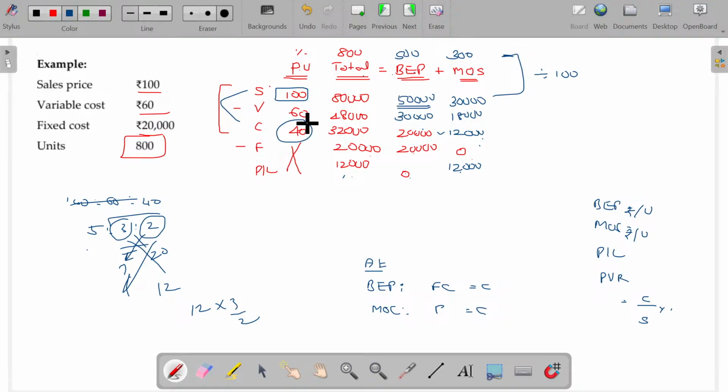So, 40 rupees can be earned for every 100 rupees, which means 40 by 100 will be the PVR. Is that okay? So, 40% will be the PVR. Hope now you will be able to understand the PVR calculations.